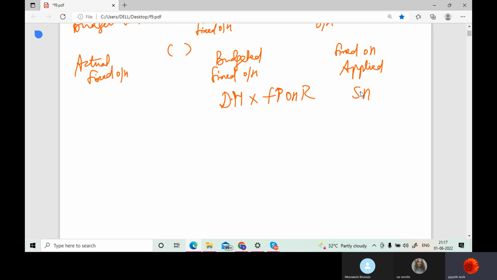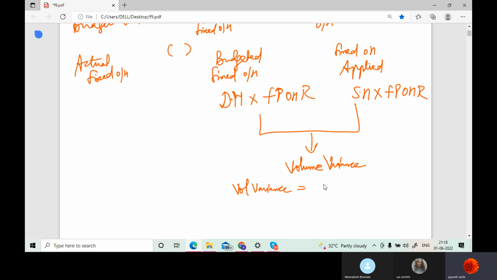With the help of a question you can easily understand. So standard hours into fixed predetermined overhead rate. When we see the difference in this, we get volume variance. So this volume variance is nothing but the fixed predetermined overhead rate taken common, denominator hours minus standard hours.